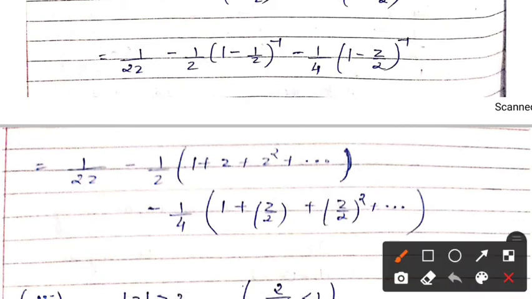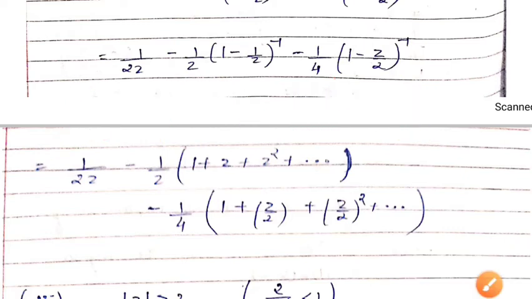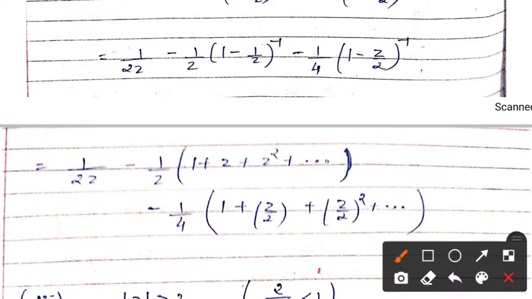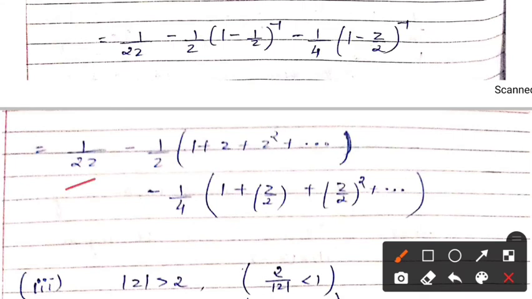Now I have to use the binomial theorem. Let me tell you once again what the binomial theorem is. If it is 1 minus x inverse, then my series will be 1 plus x square plus x cube plus dot dot dot. If I have 1 plus x whole inverse, then I get 1 minus x plus x square minus x cube plus dot dot dot. Okay, so seeing these terms, this 1 by 2z will be as it is, and this 1 minus 1 by z will be as it is.